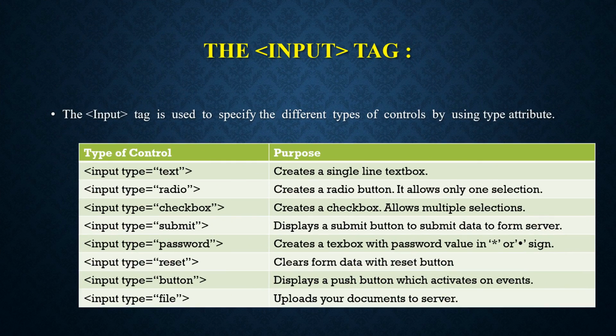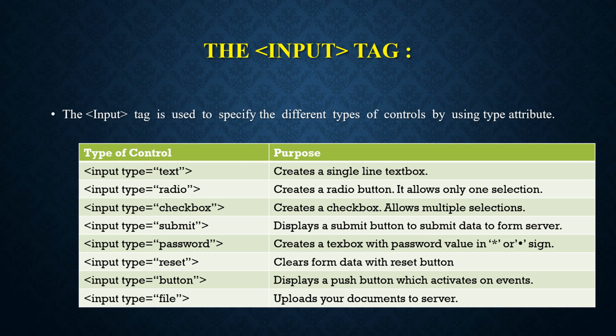Now the input tag has the following controls. Input type equal to text is used to create a single line text box. Input type equal to radio creates a radio button. It allows only one selection, that is either true or false, or in the gender you can write male or female. So at a time only one selection is there, that time you will use the radio button.